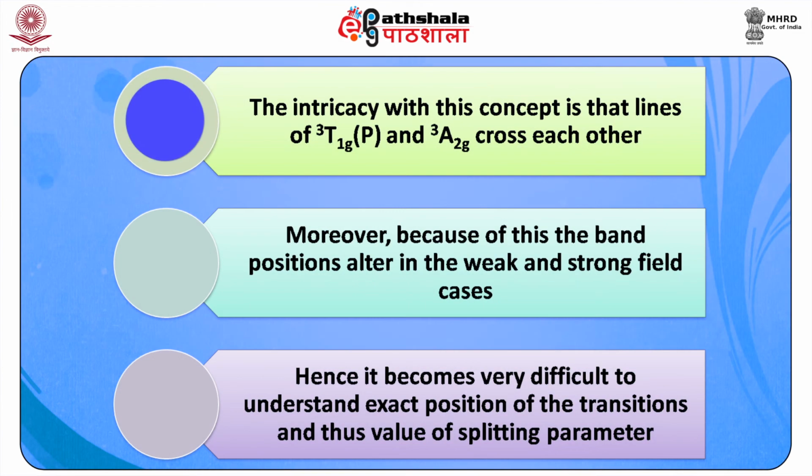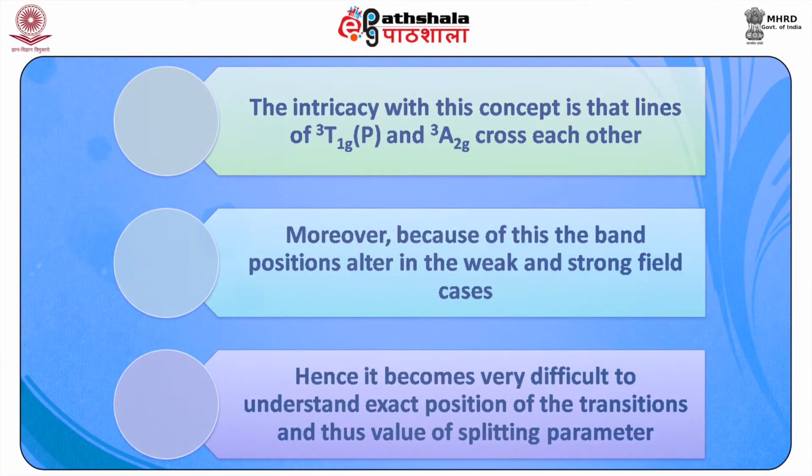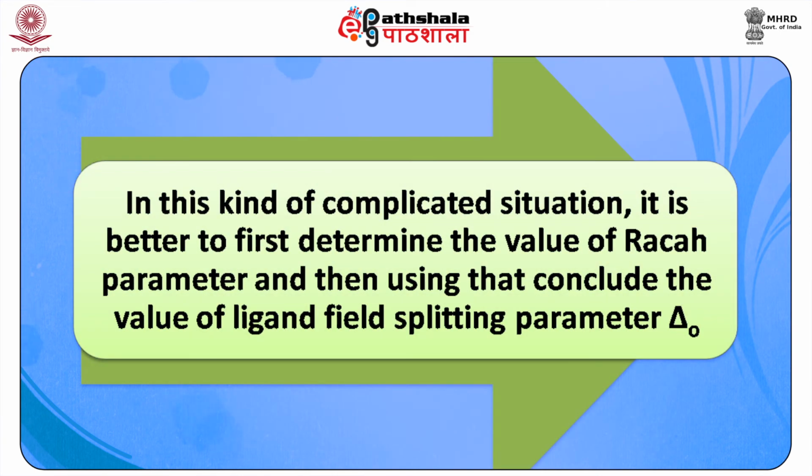The intricacy with this concept is that the lines of triplet T1g(P) and triplet A2g cross each other. Because of this, the band positions alter in the weak and strong field cases. Hence, it becomes very difficult to understand the exact position of the transitions and thus the value of the splitting parameter. In this kind of complicated situation, it is better to first determine the value of the Racah parameter and then use that to conclude the value of the ligand field splitting parameter delta naught.